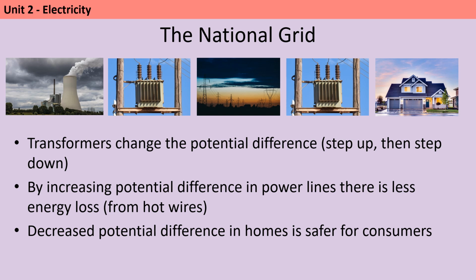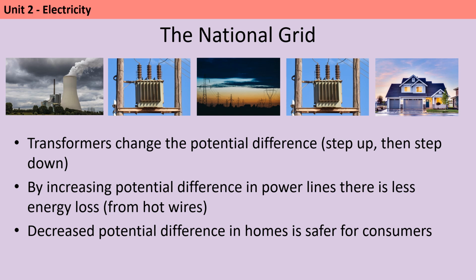Finally, for the electricity topic, we get to the national grid, which is the system of cables and transformers that links power stations to consumers. Now, in between the power station and the national grid, and then the national grid and your house, there are these transformers. And the point of the transformers is to step up and then step down the potential difference.